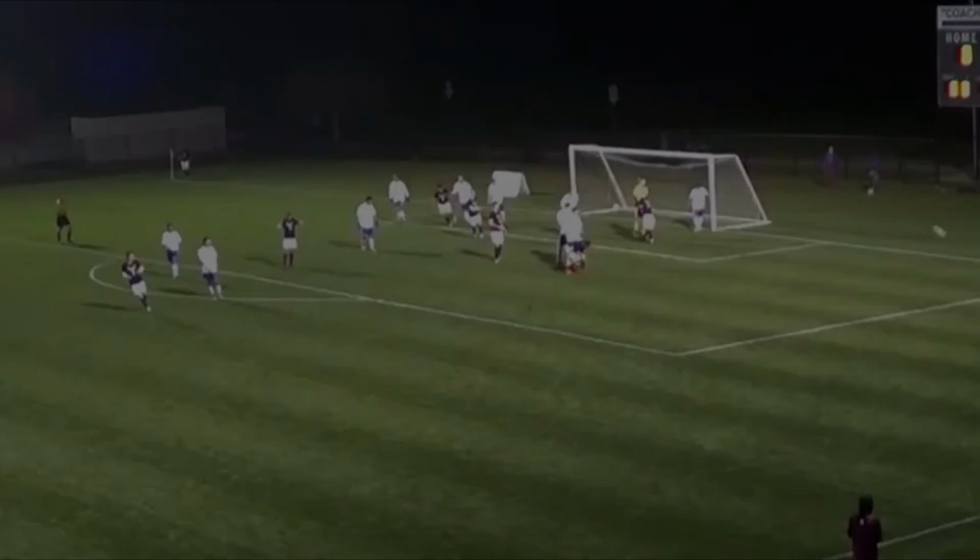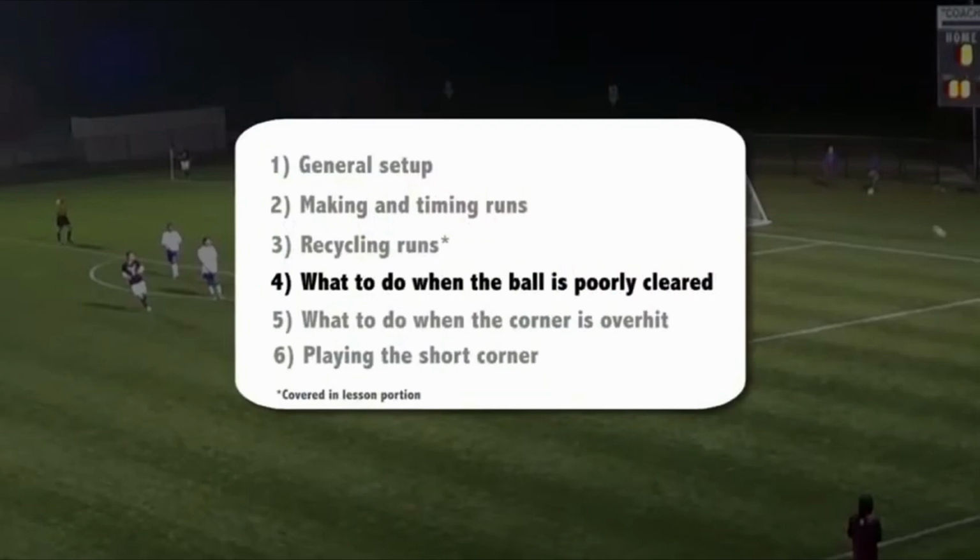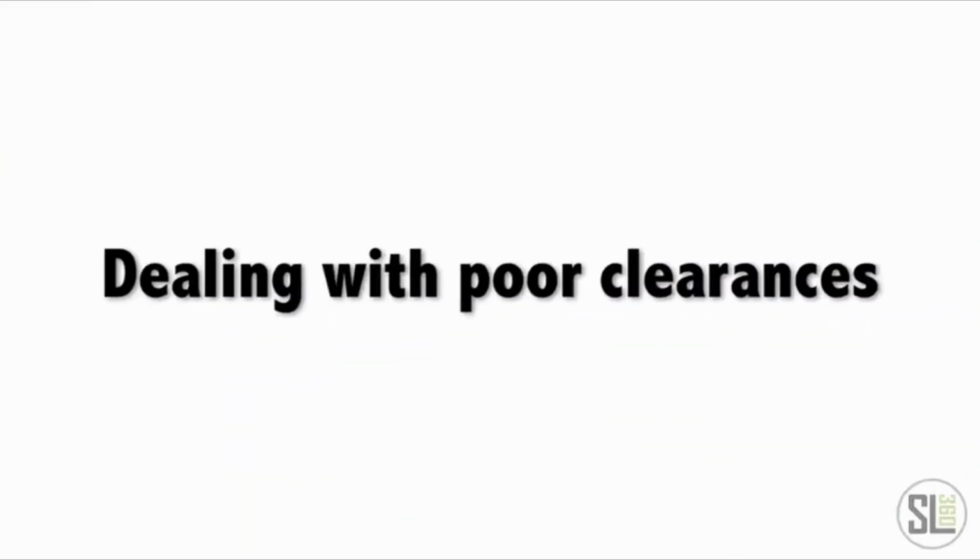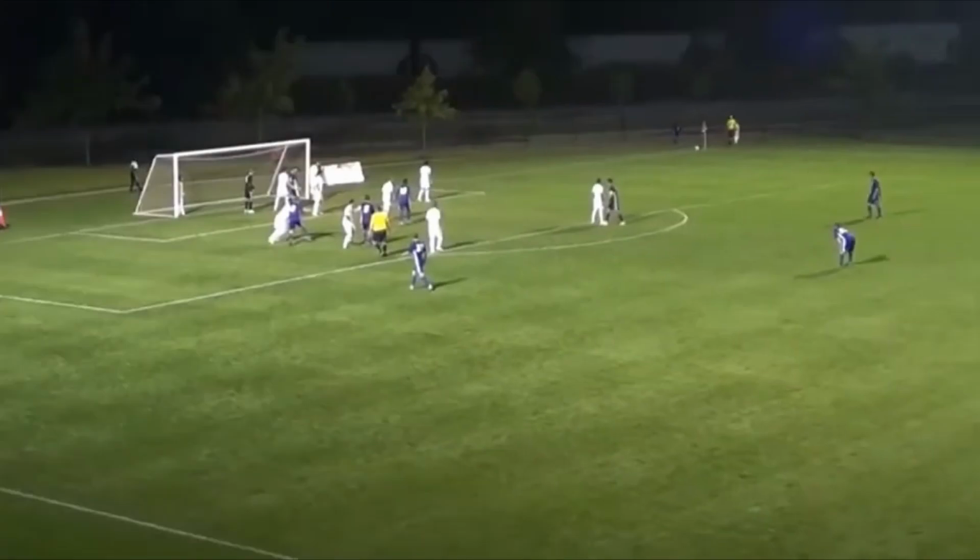Now let's look at 3 very important things that relate to corners. What to do when the ball is poorly cleared, what to do when the corner is overhit, and playing the short corner. Let's first learn what to do if you are one of the players sealing the box and the ball is cleared to you. Keep your eye on this player.